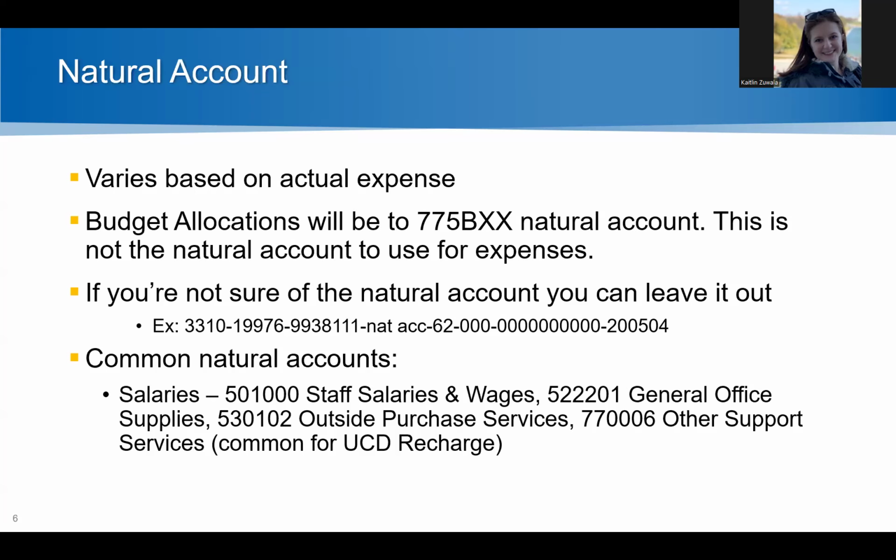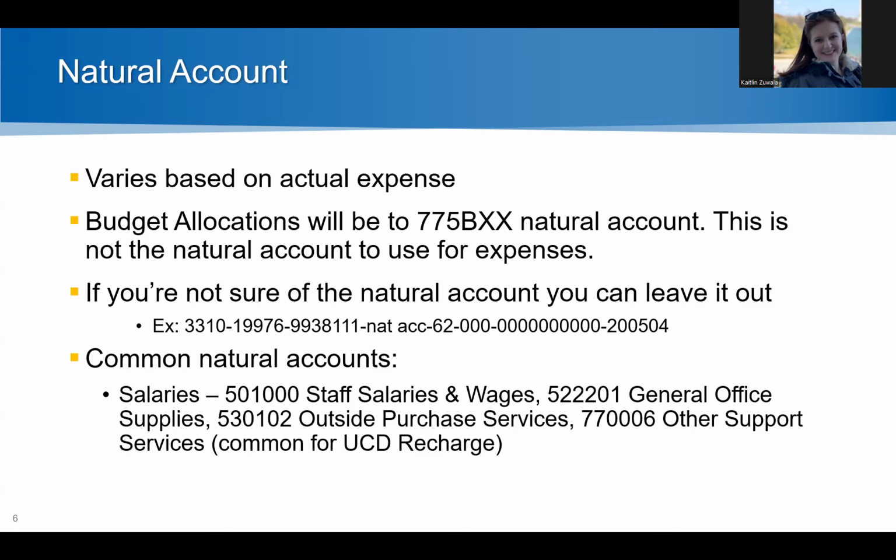So like I've mentioned before, the natural account is going to be varied based on the actual expense. Your budget allocations will be to 775BXX natural account, although this is not the natural account to use for expenses. This is just for budget allocations. And if you're not sure of the natural account, you can always leave it out of your chart string. So for example, you would put all the other elements of the chart string, and instead of typing in the numbers for the natural account, you can just write NATACC. So we know that's where the natural account goes. We're just not sure of that number, and that's no problem.